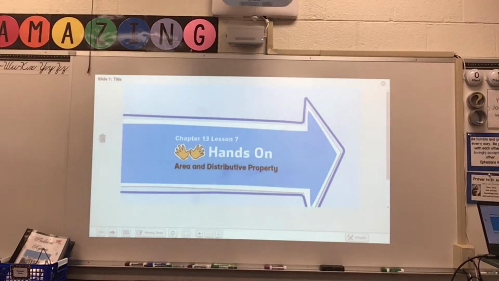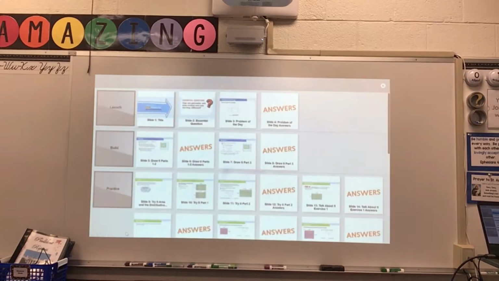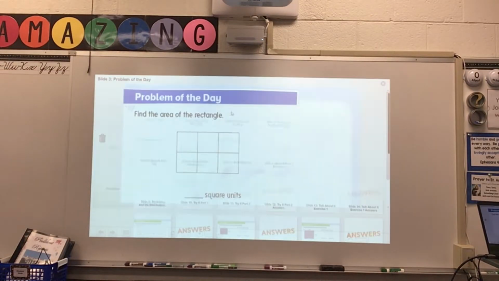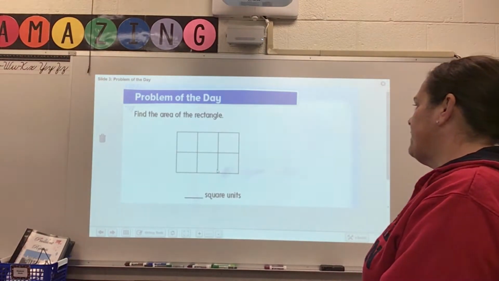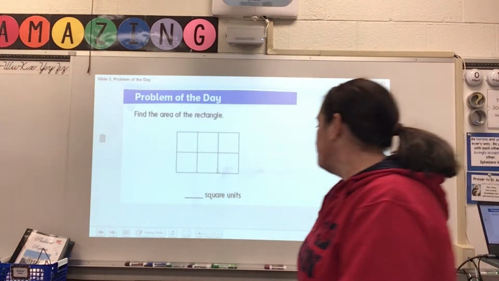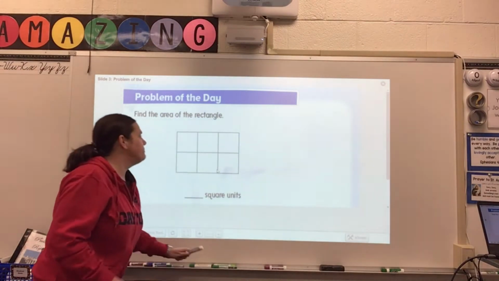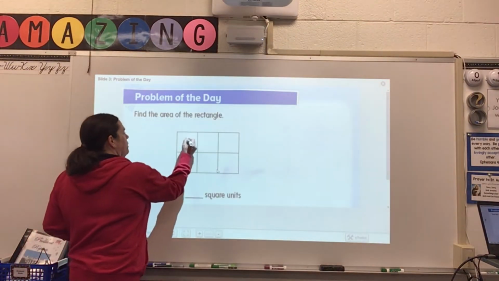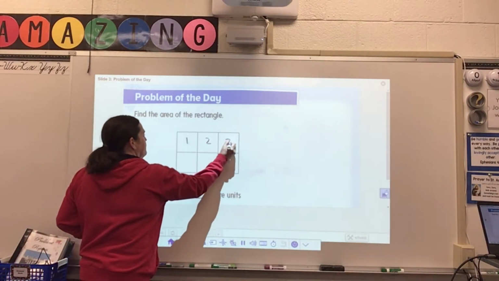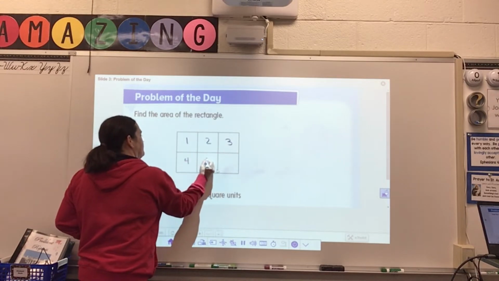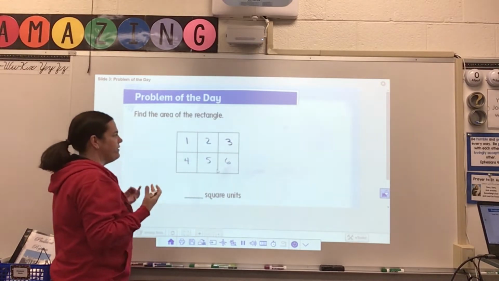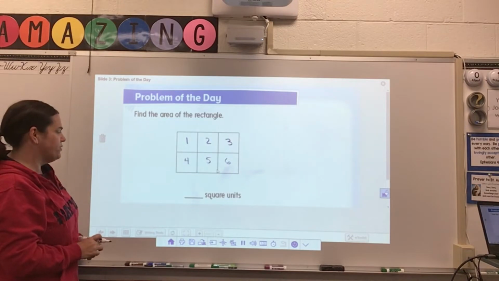All right, so just to start, we'll do our problem of the day. And this one's an easy one. So it says to find the area of this rectangle. And so there are two ways that I can do that. The first way I can do that is by counting the squares. 1, 2, 3, 4, 5, 6. So the area of this rectangle is 6 square units.